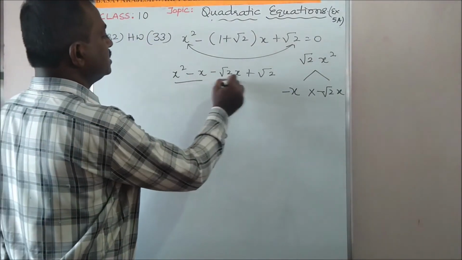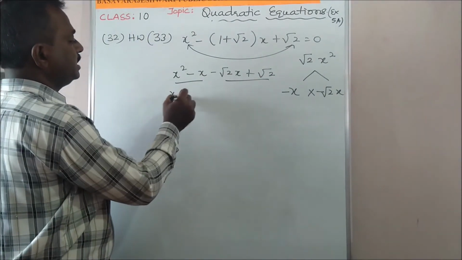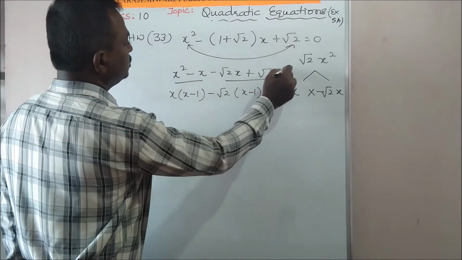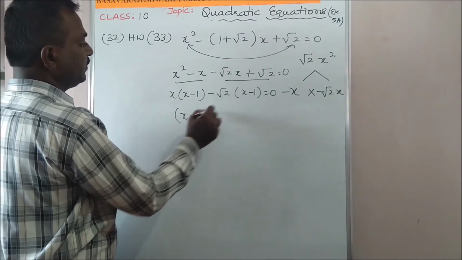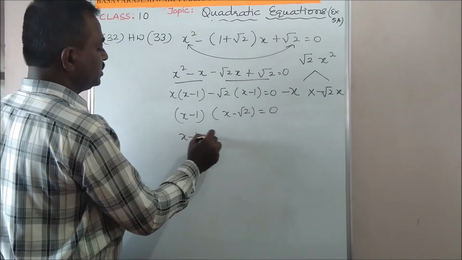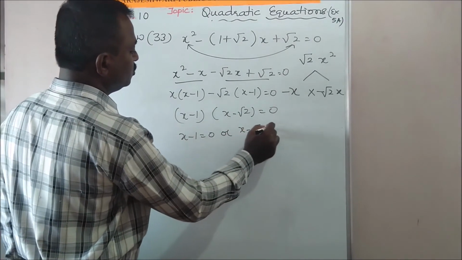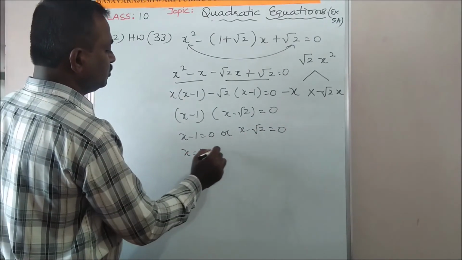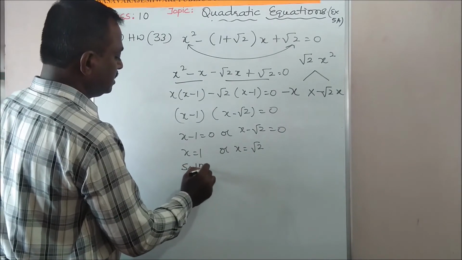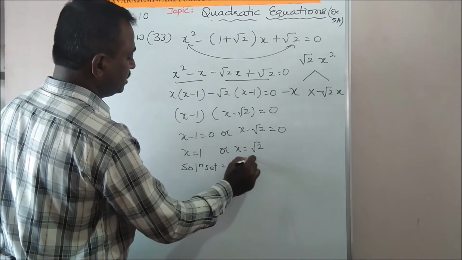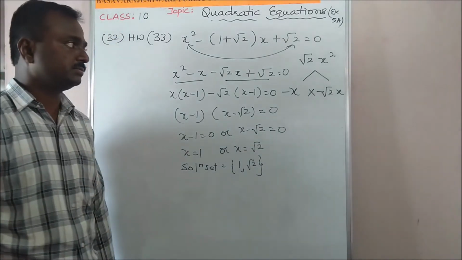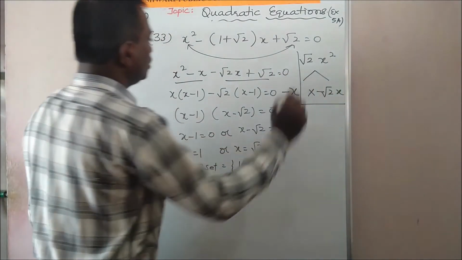Now split it into two parts. X common, x minus 1 minus root 2 common, x minus 1 is equal to 0. X minus 1 is one factor, x minus root 2 is another factor. Either x minus 1 is equal to 0 or x minus root 2 is equal to 0. Or x is equal to 1 or x is equal to root 2. So therefore solution set is 1 comma root 2. So this is the answer for that. So note down this sum.